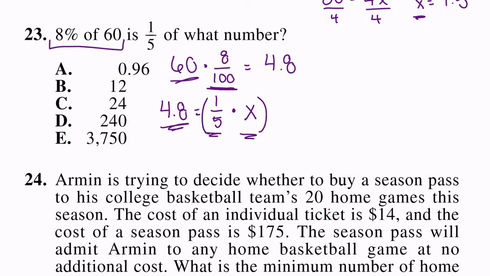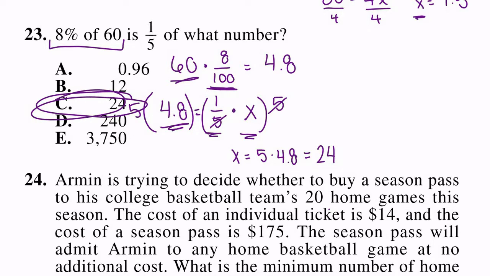So to do that, we can get x by itself, multiplying both sides by 5. And on this side, we can cancel those 5s. So we end up with x is equal to 5 times 4.8, which equals 24, which matches our answer choice C. So 1/5 of 24 is equal to 4.8, which we could test. We could also take 24 times 1/5, and we would get 4.8, because we're just doing this equation backwards.